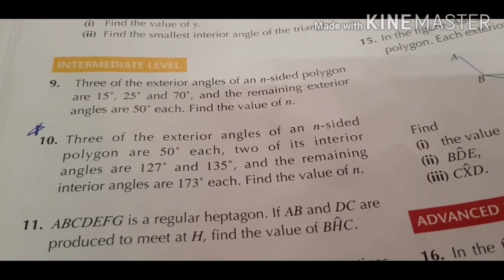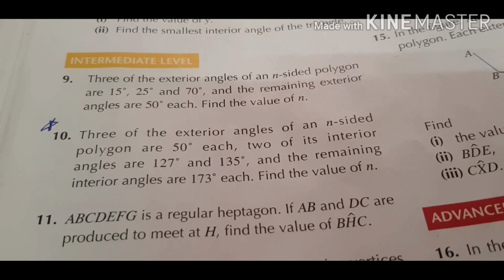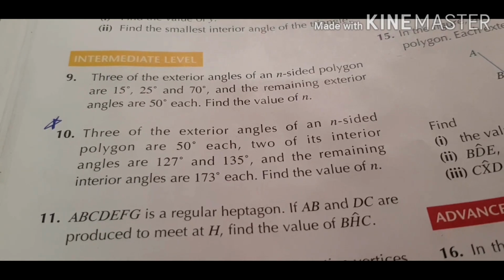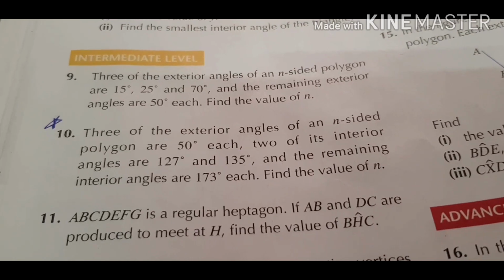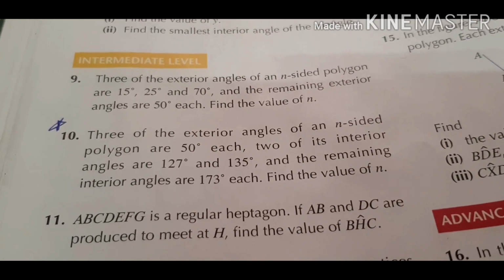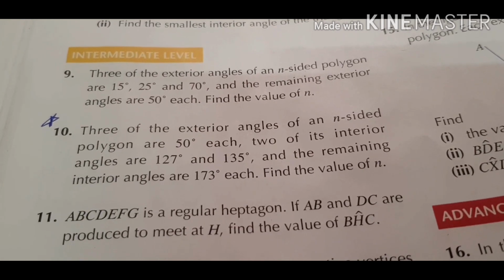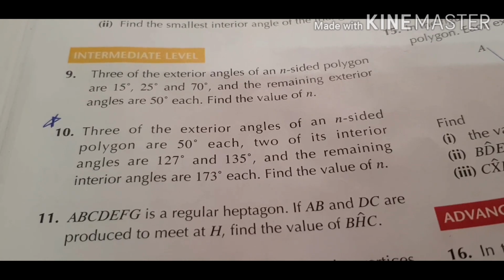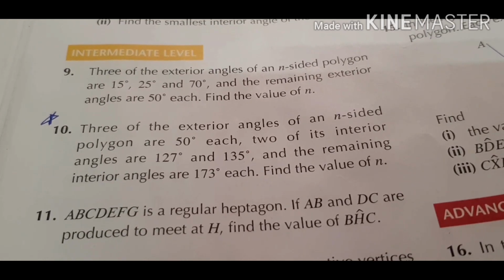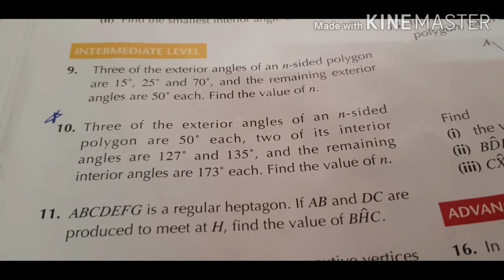Okay, now it's time for question number 7. Question number 7 says that three of the exterior angles of an n-sided polygon are 50 degrees each. That means 50, 50, 50, altogether 150 degrees, divided into three equal 50 degree angles.